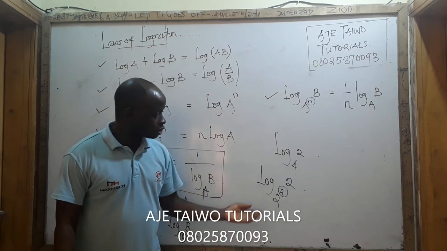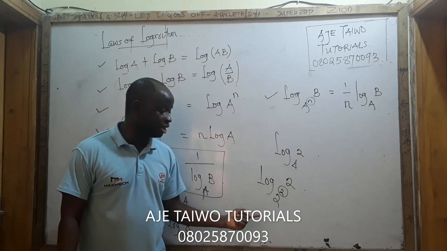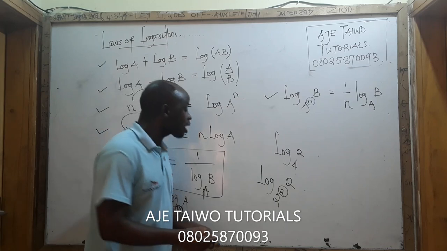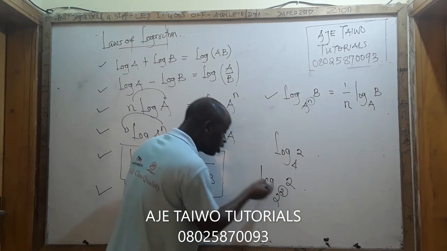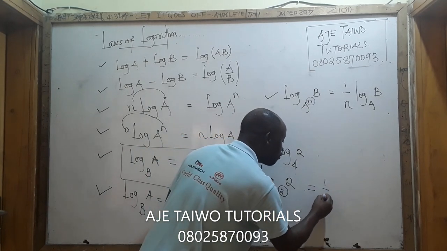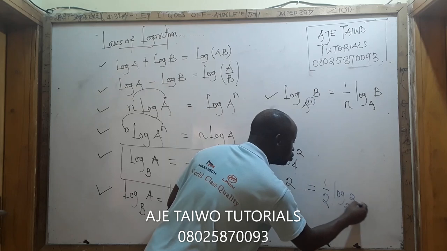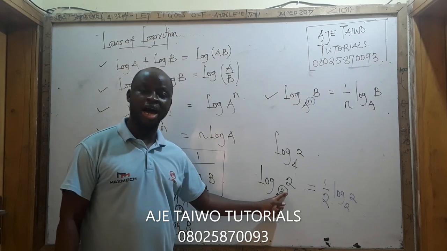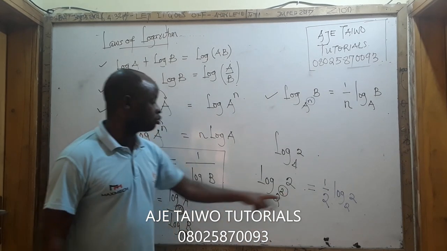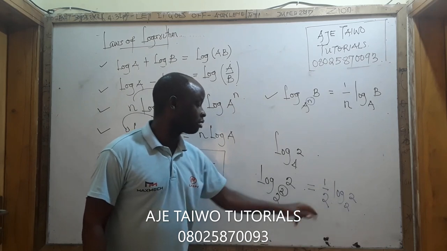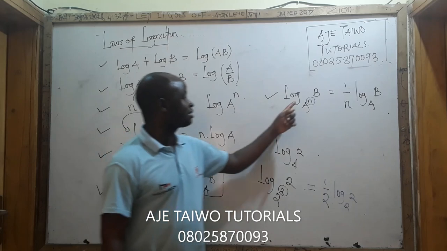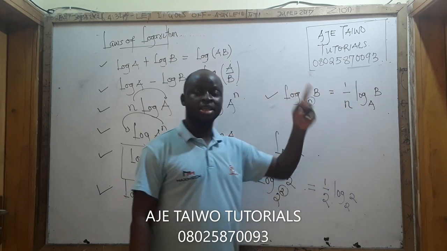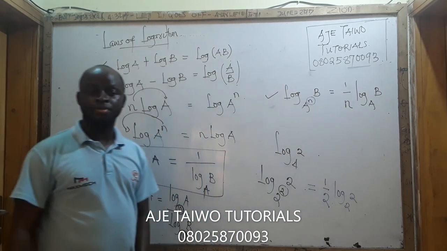Yes, sir. So I said 4 is now 2 squared. Am I correct? So can I bring these two here now? And it becomes 1 over 2 log 2 base 2. The power is now 1 over 2 here. Yes or no, anybody? Yes, sir. The way this N became 1 over N, this power has become 1 over 2.